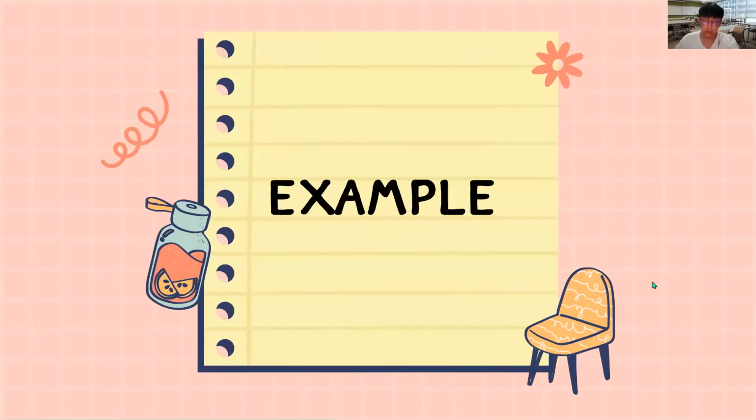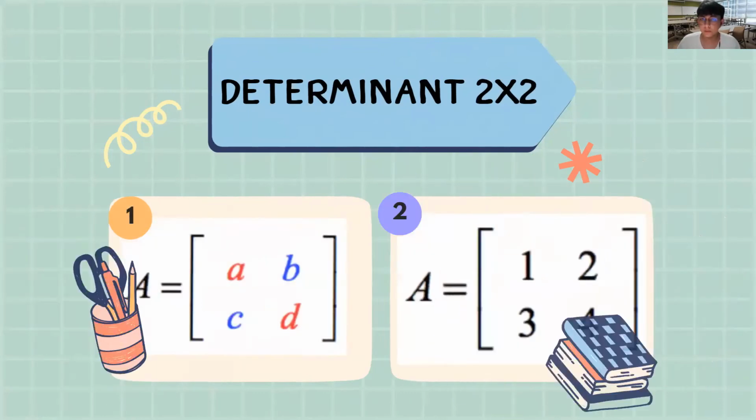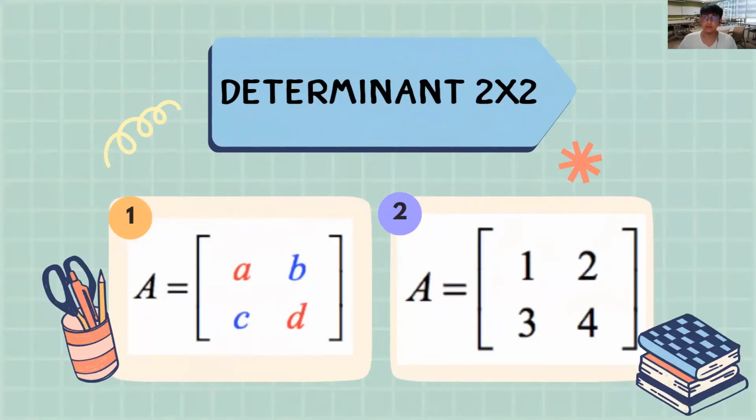So next is the example of determinant. First, the determinant of a 2 by 2 matrix. First question, A equal to matrix a, b, c, d, and the second is A equal to the matrix 1, 2, 3, 4.